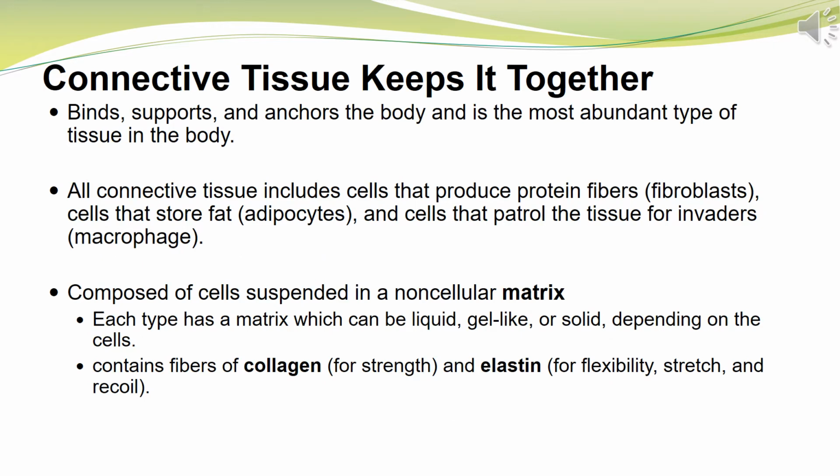Moving on to connective tissue, which binds, supports, and anchors the tissues and organs of the body, and is the most abundant type of tissue in the body. All connective tissue includes cells which produce protein fibers, and these cells are called fibroblasts. And all connective tissue contains cells that store fat, and these are called adipocytes.